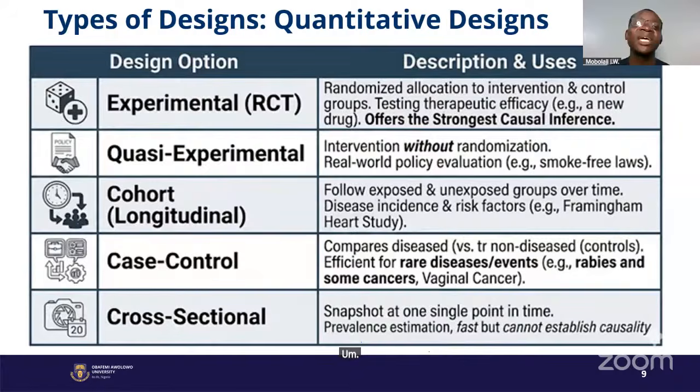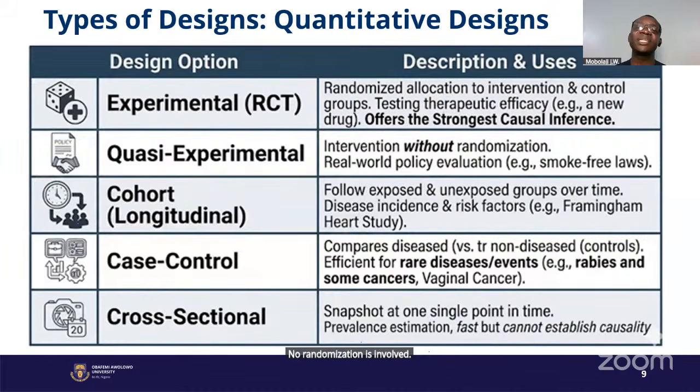In subsequent training, we could be going deeper into how this is done, what are the assumptions, and what are the other things that we need to do to ensure a successful randomized control trial. Another is quasi-experimental design. And this one is like randomized control trial. The only difference is no randomization is involved.